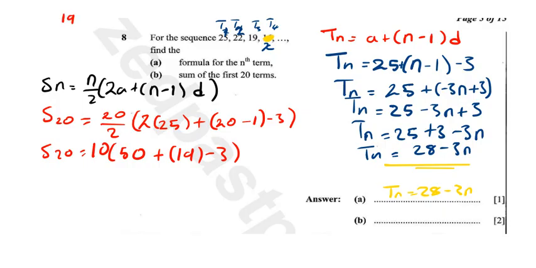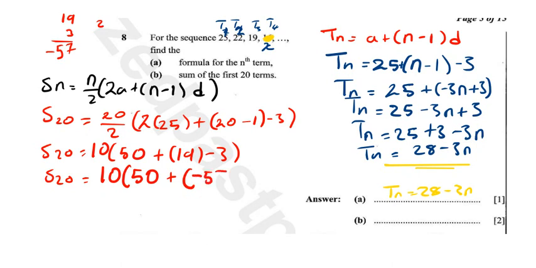So you can just do it on the side. 3 times 9, it is 27. Remainder 2, 3 times 1 is 3, plus 2 it is 5, which is 57. So it will be negative 57 because the 3 has a negative. So S20 will be equal to 10, open bracket, 50 positive, open bracket, negative 57, close bracket. So you have 50 plus negative 57.